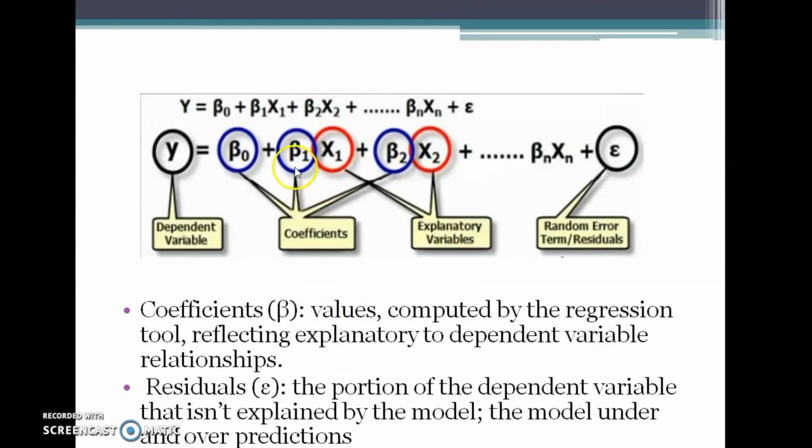So what is this beta? Beta is a value that is computed by the regression tool, reflecting how the independent variable is related to the dependent variable. And this residual is the error, or the portion of the dependent variable that isn't explained by the model. The model is under or over predicting. So this is the expression of multiple linear regression, where there are a number of independent variables and a single dependent variable.